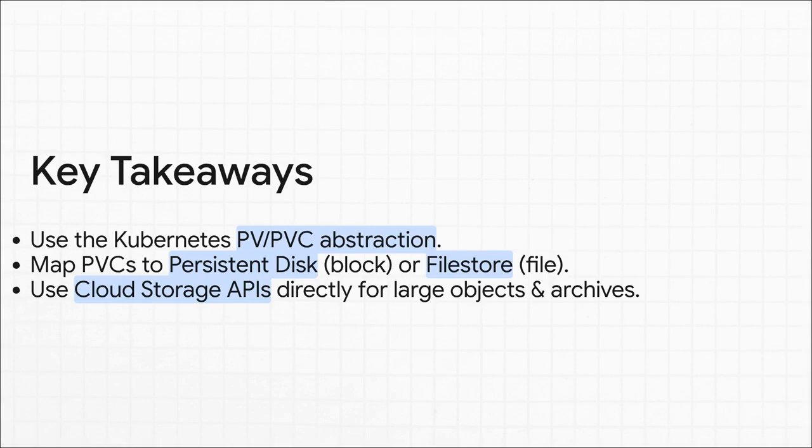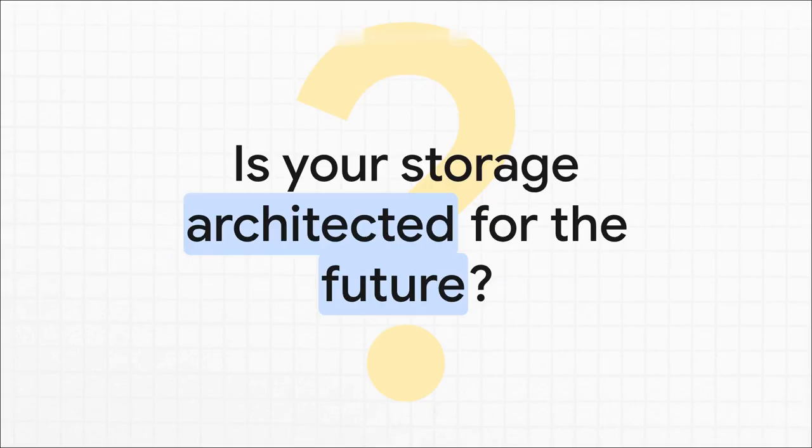So if you only remember 3 things from all this, let it be these 3 rules. 1. Always use the Kubernetes PV and PVC abstraction layer. It's there for a reason. 2. Map your PVCs to the right tool for the job. Persistent disk for block, FileStore for file. And 3. For those big objects and archives, just use the Cloud Storage API right from your app. You know, understanding these patterns is really what separates just making an app work from architecting a system that's truly scalable, resilient, and cost-effective. So the final question to ask yourself is this: is your storage architecture really ready for what's coming next?